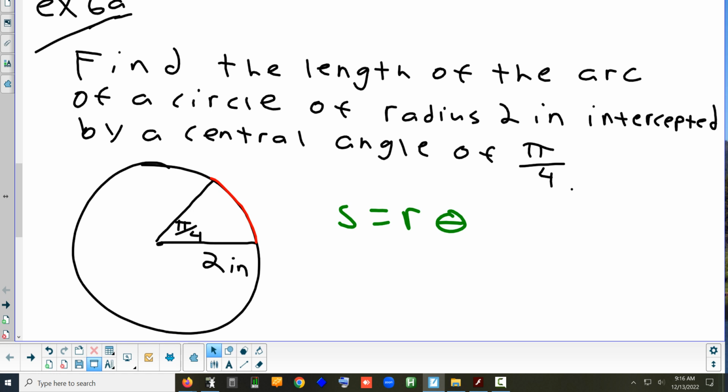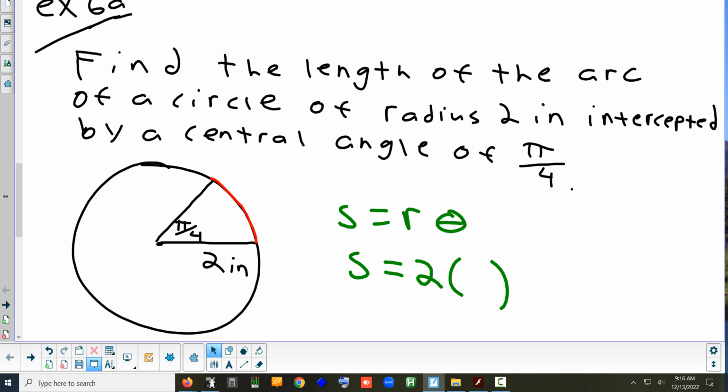So we don't know S. Let's leave it. The next thing in the formula is R. What do they tell me R is in this problem? 2. And the last thing I need is theta. Theta is an angle. What's my angle?